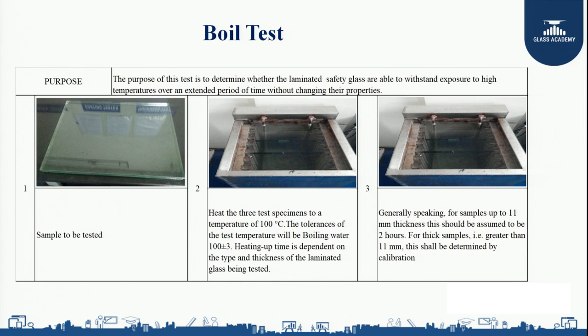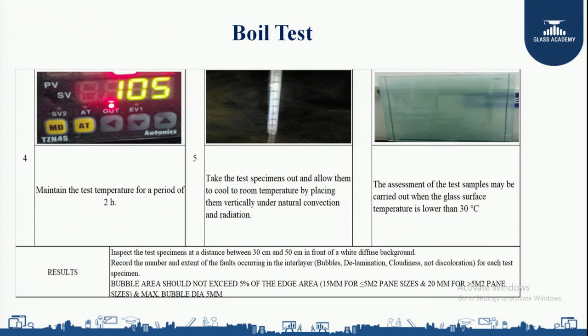The tolerance of the test temperature for boiling water is 100 degrees plus or minus 3 degrees centigrade. Heating time is dependent on the type and the thickness of the laminated glass being used. Generally speaking, for samples up to 11 mm thick, this should be assumed to be 2 hours. For thick samples, that is greater than 11 mm, this shall be determined by calibration. So it is basically talking about the overall thickness of the lamination and the duration of the temperature.